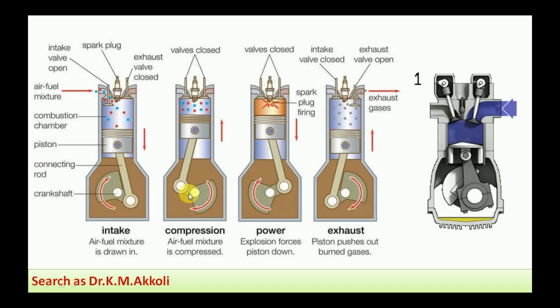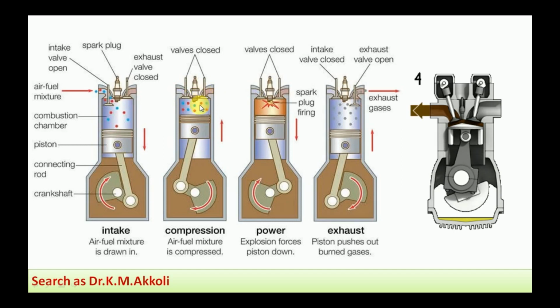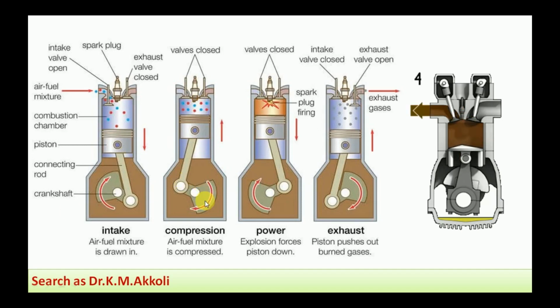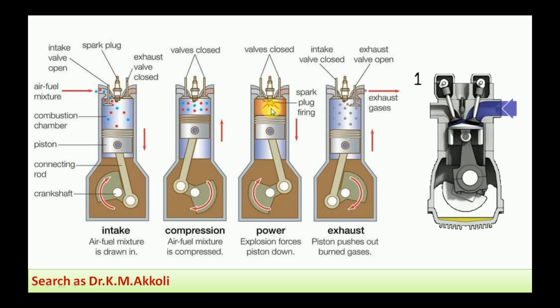That is the intake or suction stroke, and in this stroke the crankshaft makes half a revolution. The next one is the compression stroke. The air fuel mixture is compressed. In this one the piston moves from the bottom dead center to the top dead center, in the upward direction. Inlet and exhaust valves both remain closed, and due to the piston movement, the air fuel mixture is compressed to a higher pressure and temperature. That is the compression stroke. In this one the crankshaft makes half a revolution.